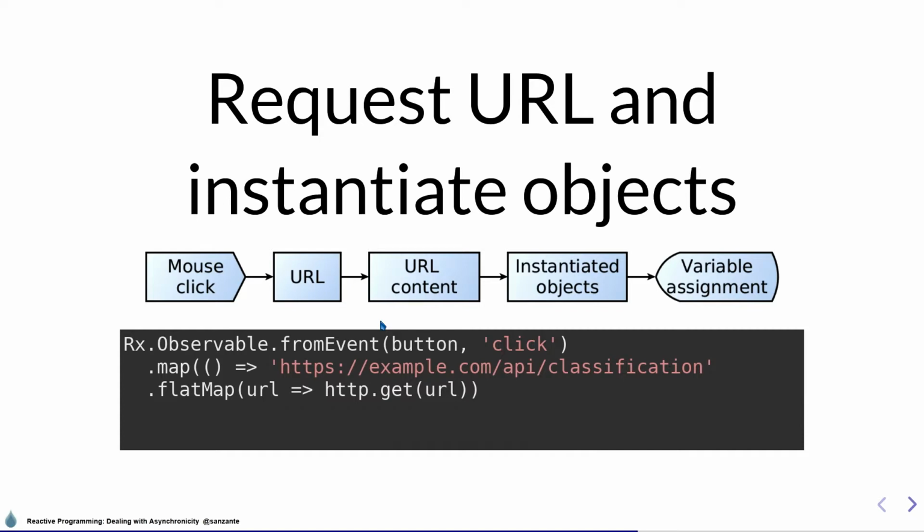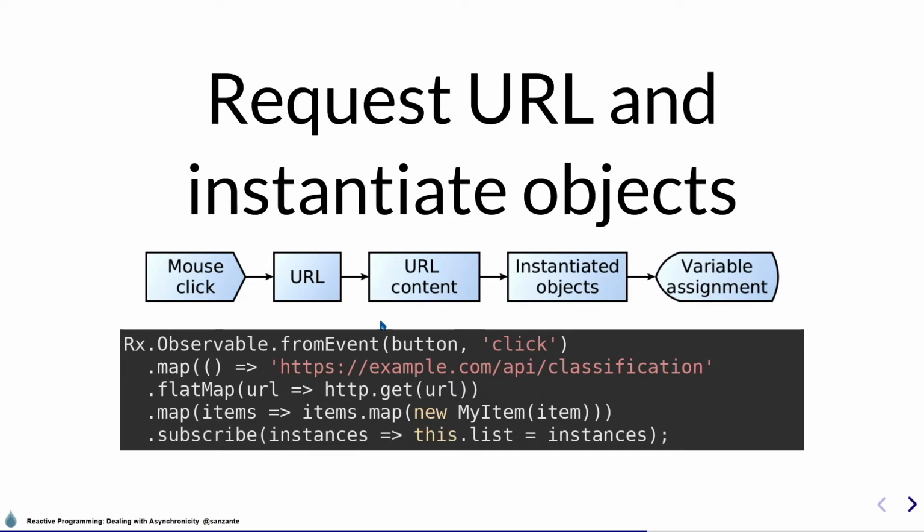It's important to note that the http.get function is an asynchronous operation. That's why we are using flat map, but the reactive library handles that. Then we map the items from the JSON items to classes, to instances of one class. And then we subscribe and assign that list to an internal variable with those 4 lines of code. Okay, but it is simple.